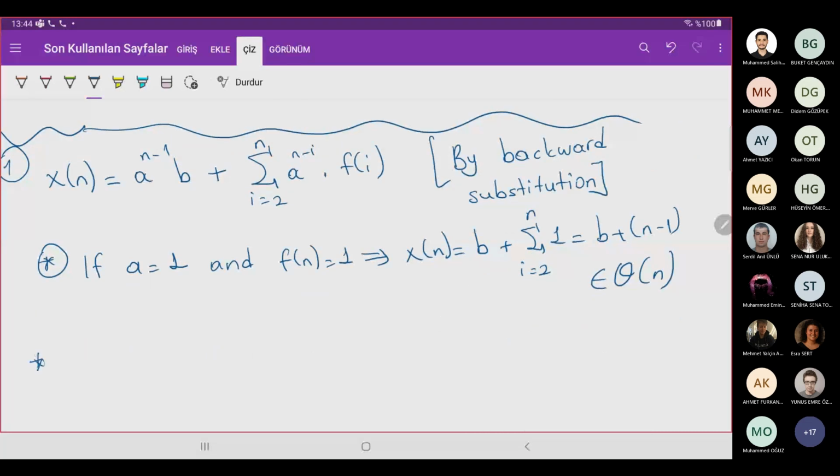Another special case is if a is 1 and f_n is log n, then what we have is x_n is equal to b plus summation.